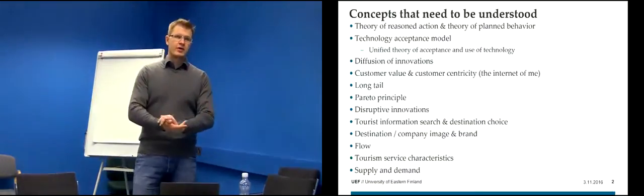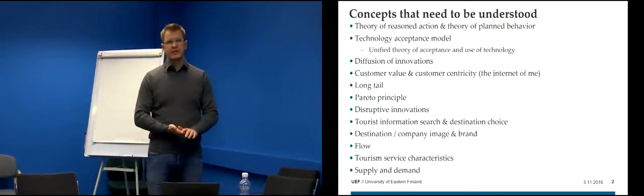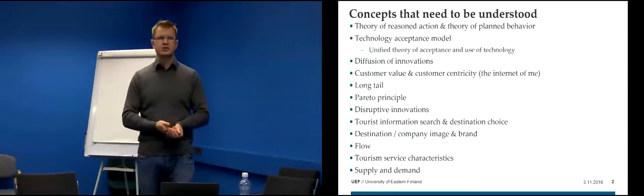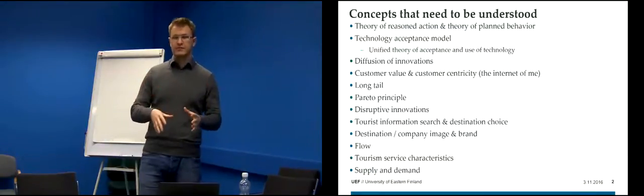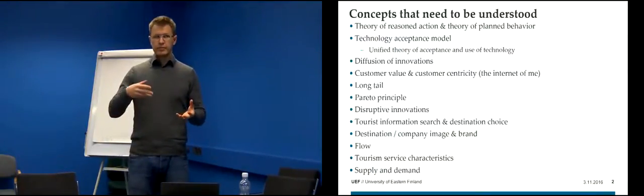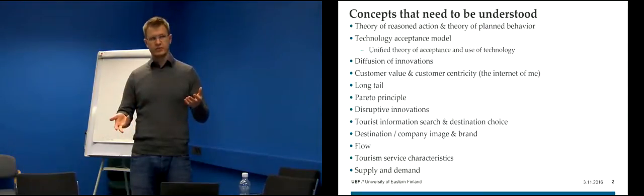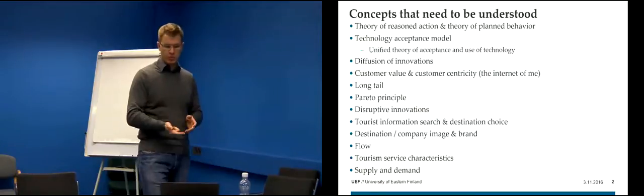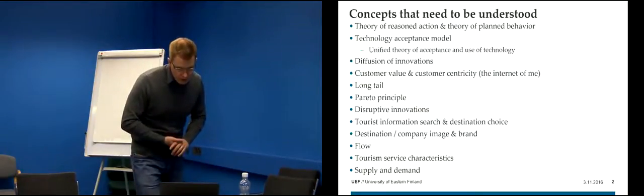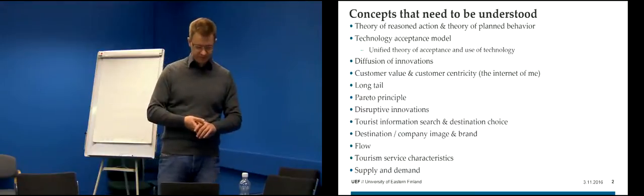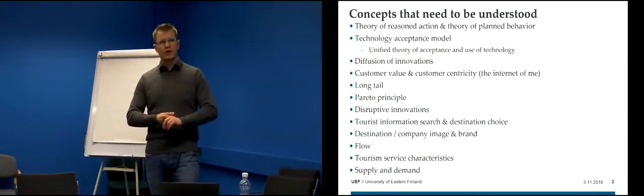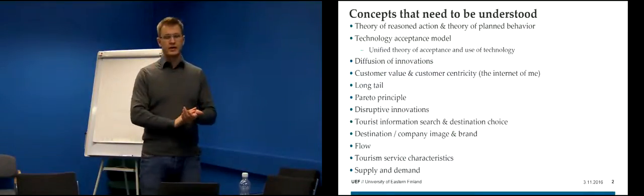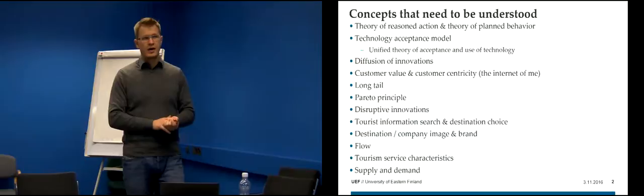The first few, basically theory of reasoned action, theory of planned behavior, technology acceptance models, and diffusion of innovations, are discussing the same thing. Why we use the technologies that we choose to use, why we use applications, why we use mobile phones, and how we use computers and all these various kinds of technologies.